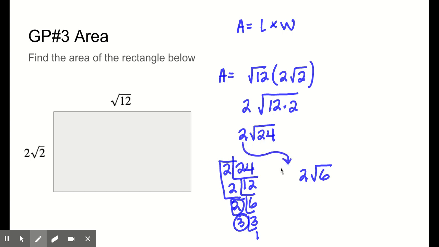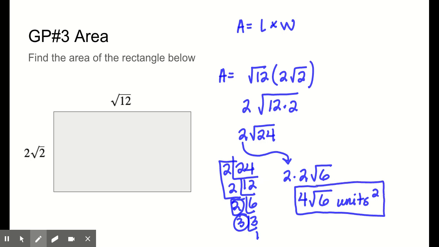Bring that coefficient down from the previous step, multiply it to the outside number. 2 times 2 gives us 4 radical 6. And because this is area, we will say units squared. If it was inches, we would say inches squared. If it was feet, we would say feet squared. And that is it for 4-3.